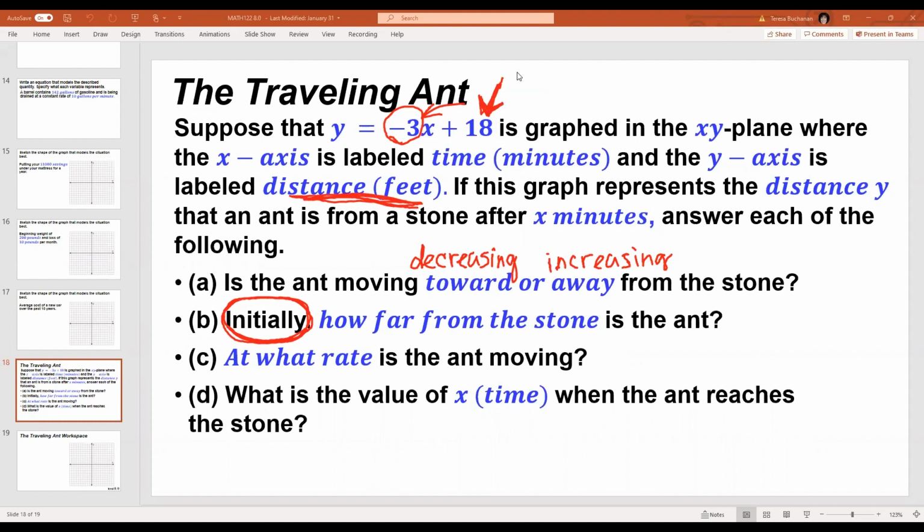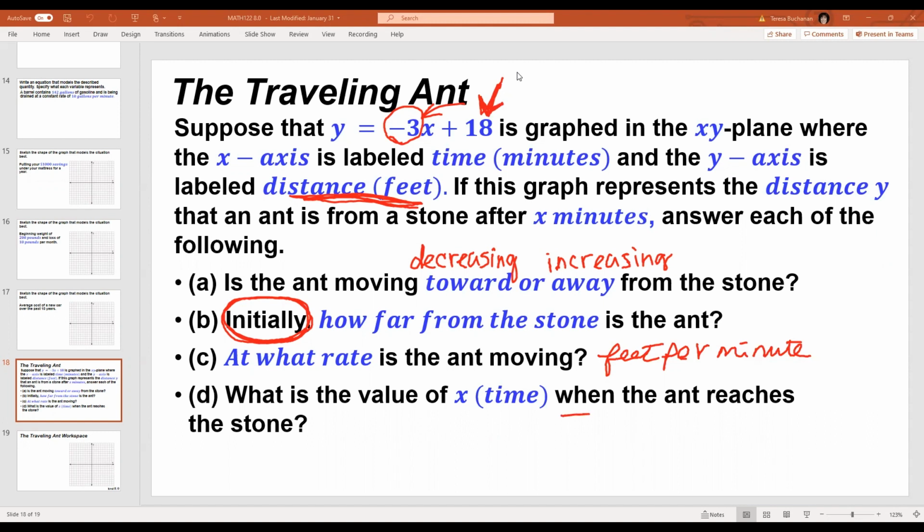At what rate is the ant moving? Well, remember, we've already got the units stated here. We've got essentially feet per minute, because those are the units that we're working in. The feet unit is the distance, the time unit is minutes. So in some feet per minute, that ant is moving. What would that speed be based on the equation? What is the feet per minute based on the equation?